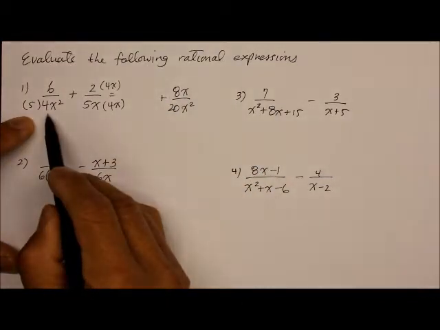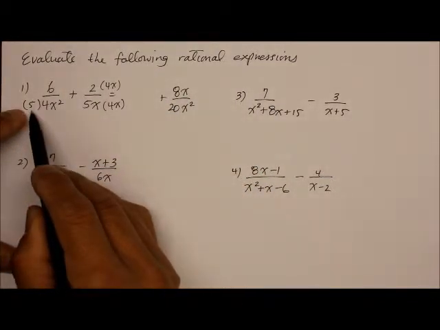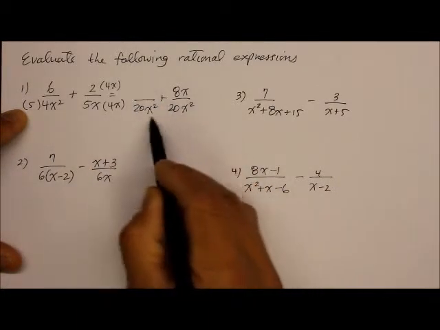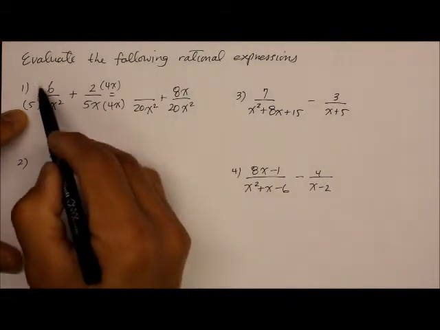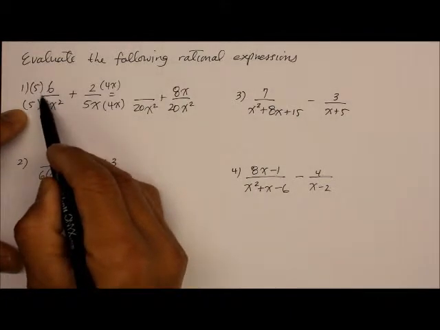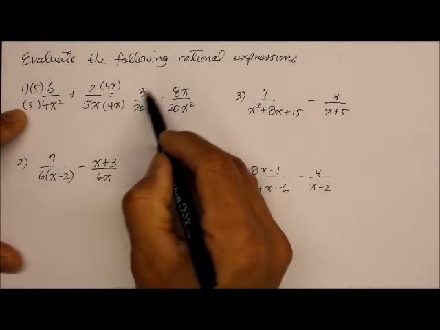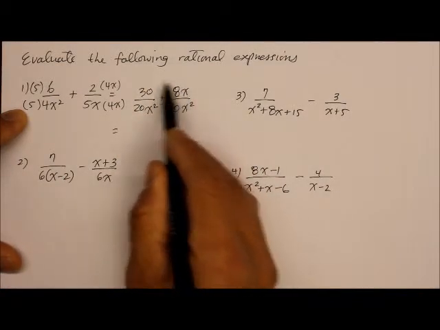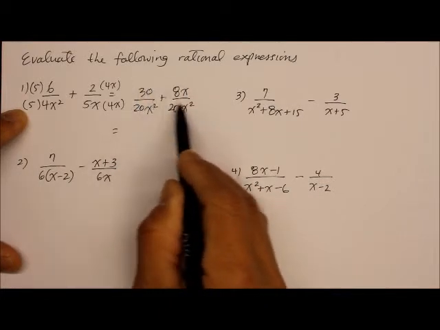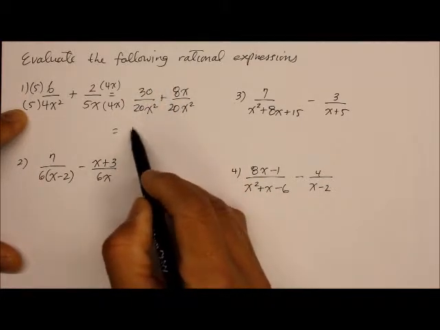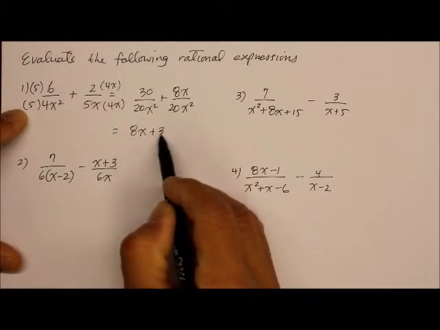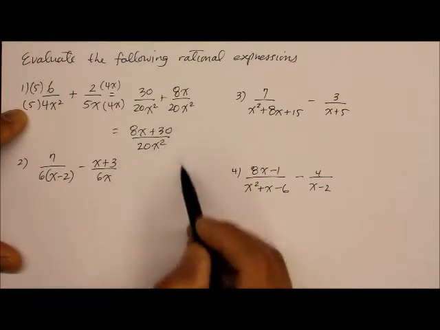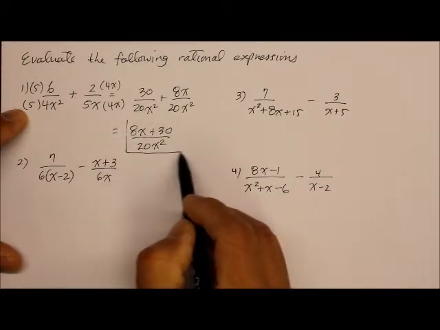And over here, hey, I got what you got. So 5 times 4x squared becomes 20x squared. See, common denominator? But whatever you did downstairs, multiply a 5, you have to multiply upstairs. So 5 times 6 is 30. So when you evaluate the numerator now, you cannot, because they're not like terms. Let's put them in standard form. So we get 8x plus 30 over the common denominator, which is 20x squared. That's it.